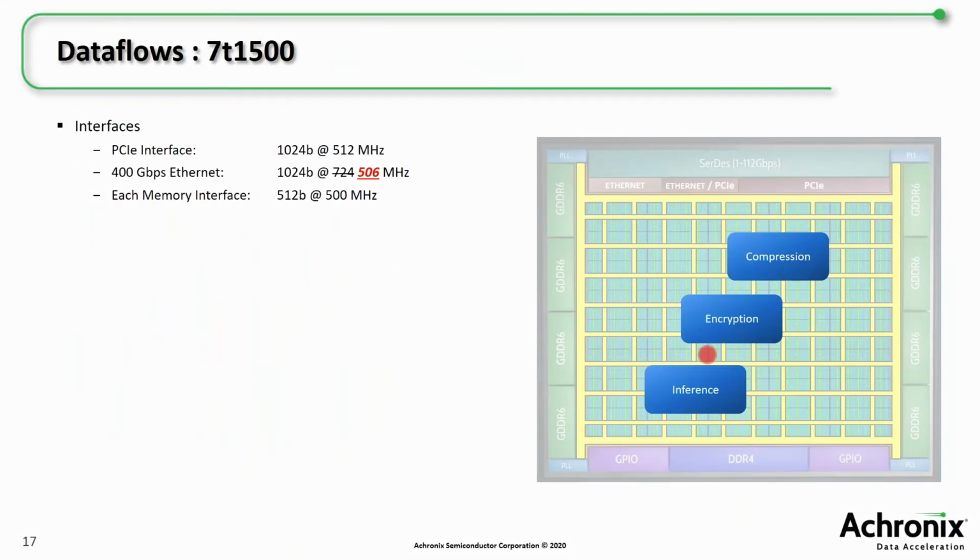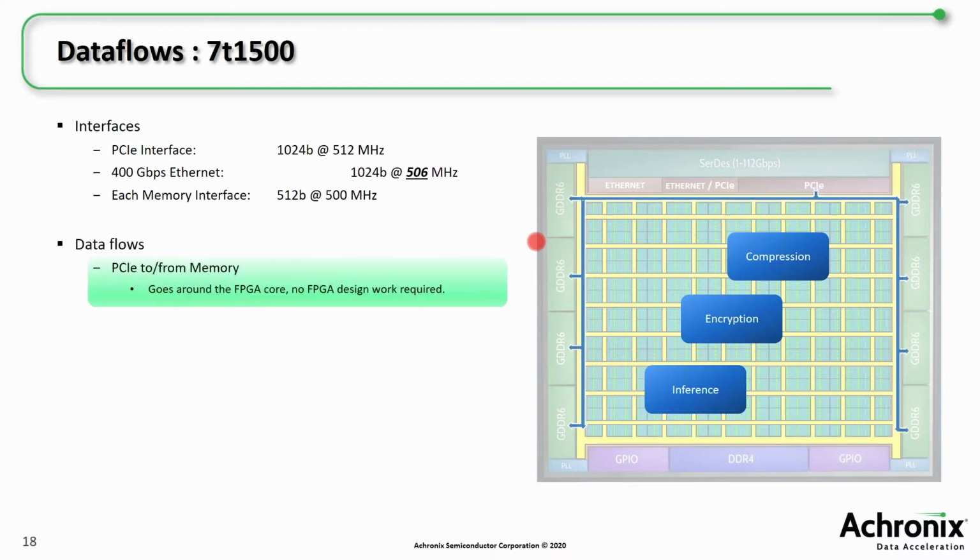So with that, let's look at the specific data flows that we just looked at, but now in the context of an FPGA that uses the NoC. One of the things that I'll point out here is because of the technology that we're using to deliver the Ethernet traffic, you no longer need to run your Ethernet interface at 724 megahertz to be able to deliver 400 gigabits per second of Ethernet traffic. We've been able to reduce this to only 506, and I'll talk about how we do that in a few slides.